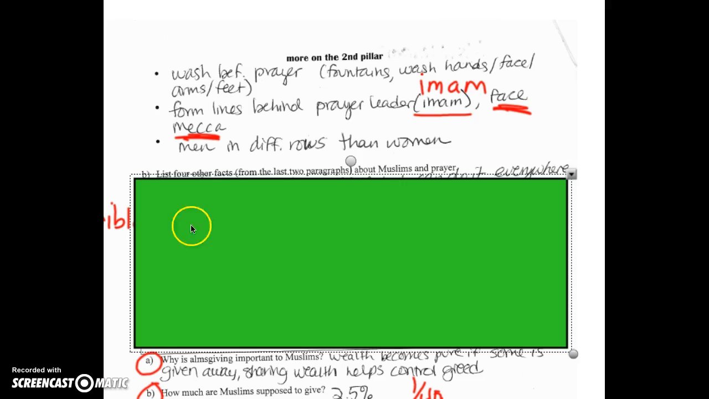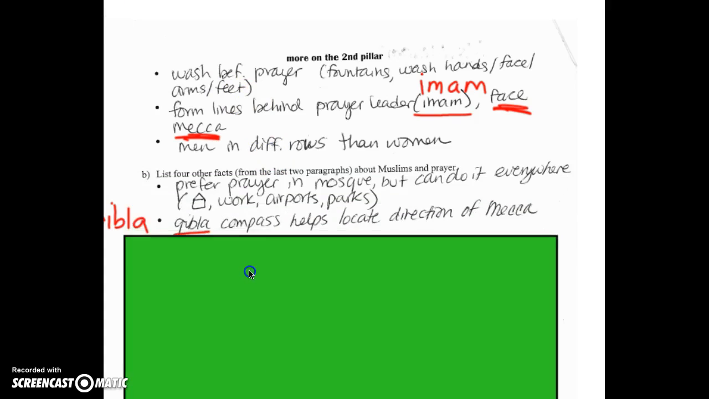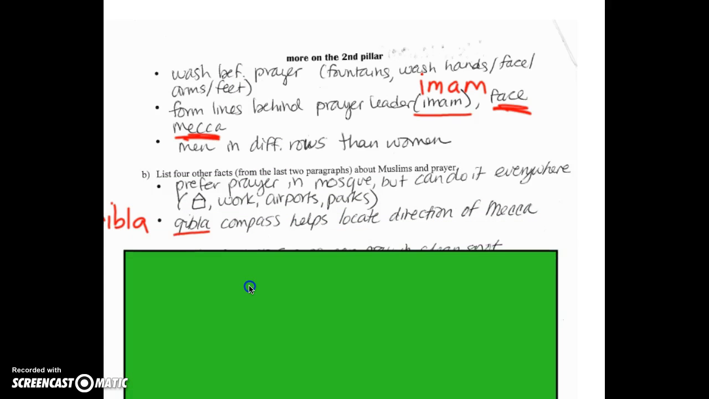So we have a little more about the second pillar on page 2. We have some more facts about the pillar and what it's like. And a prayer leader in Islam is called an imam, I-M-A-M. And you've heard this before, but remember, when they pray, they have to face Mecca. So other aspects of daily prayer, praying anywhere, the compass that they use to help locate Mecca when they're praying, it's called a Qibla compass.